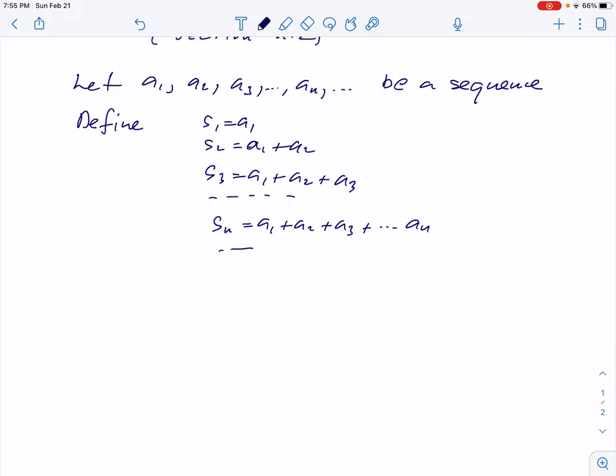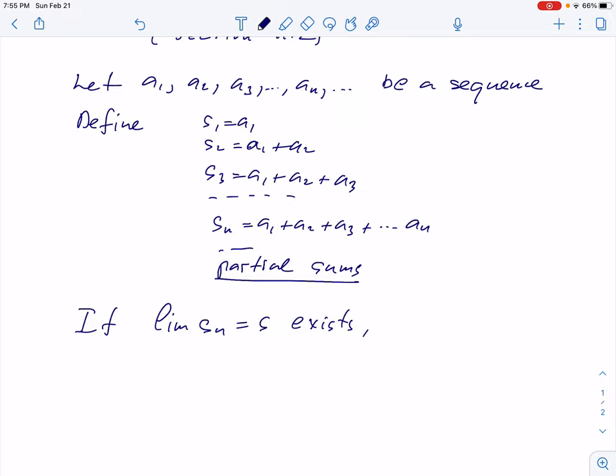S sub n is called the sequence of partial sums. And now we are interested in the limit of this sequence, the sequence of partial sums. If the limit of S sub n, let's call it S, exists, we call it an infinite series. And this is the notation: infinite summation, A sub k, k from 1 to infinity. This is S, the limit of partial sums.